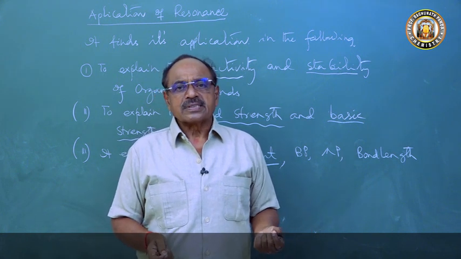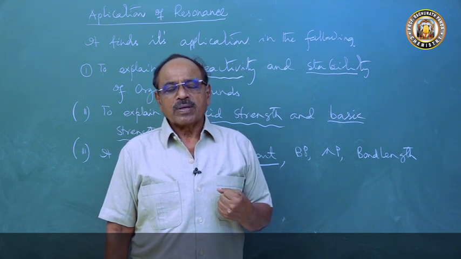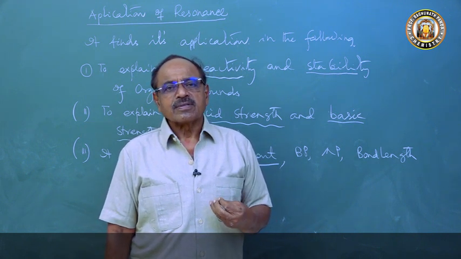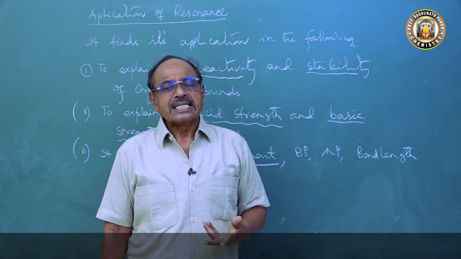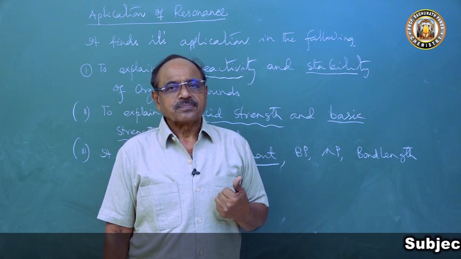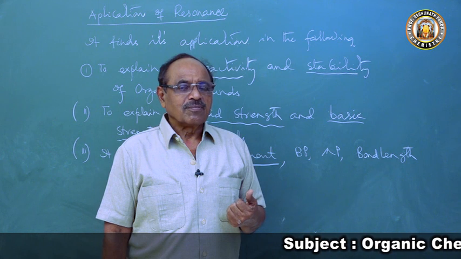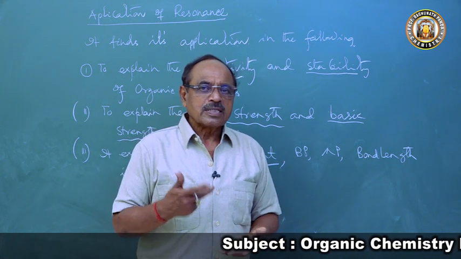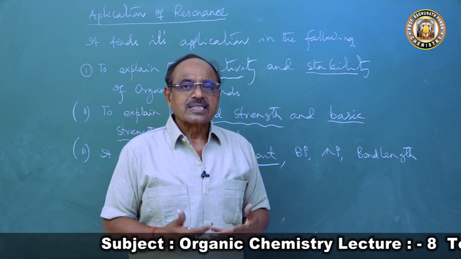Or they may give the dissociation constant of acetic acid as 1.8 into 10 to the power minus 5, whereas that of ethyl alcohol is in the order of 10 to the power minus 18. Explain. Or phenol is acidic. Nitrophenol is more acidic than phenol. You will have questions like these.